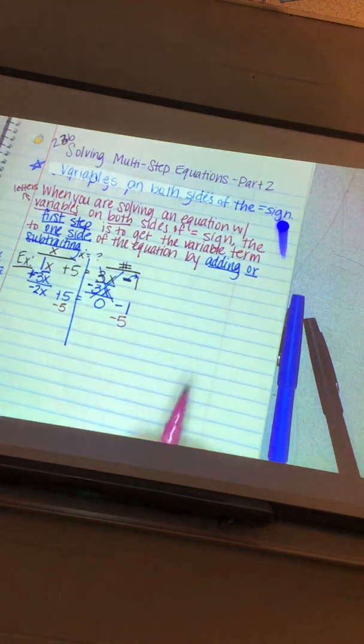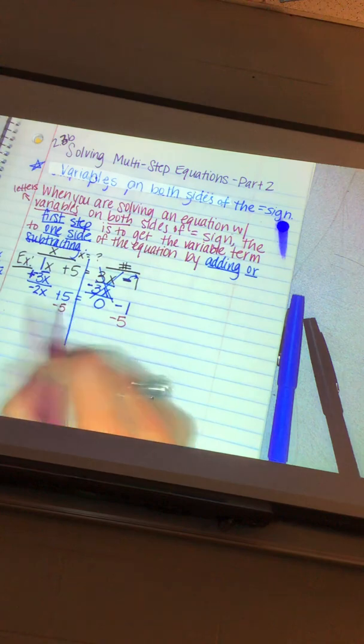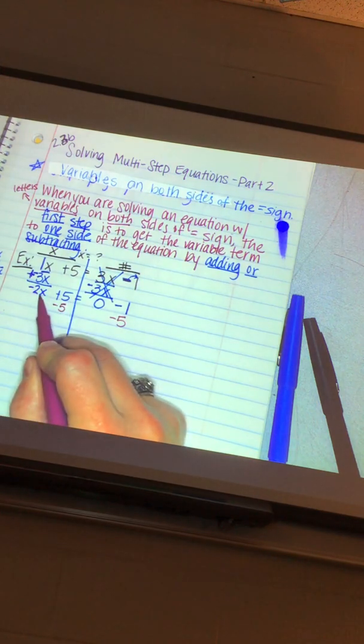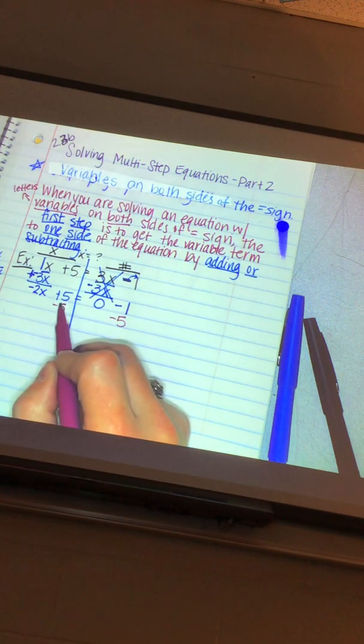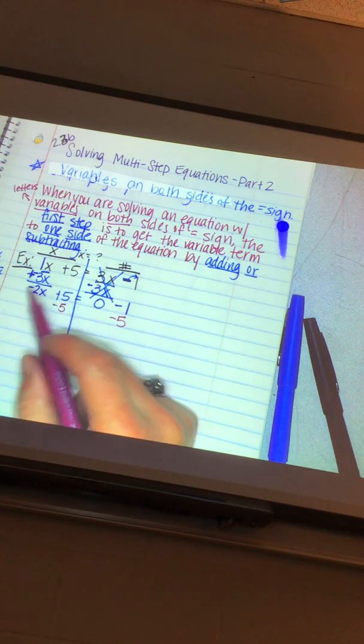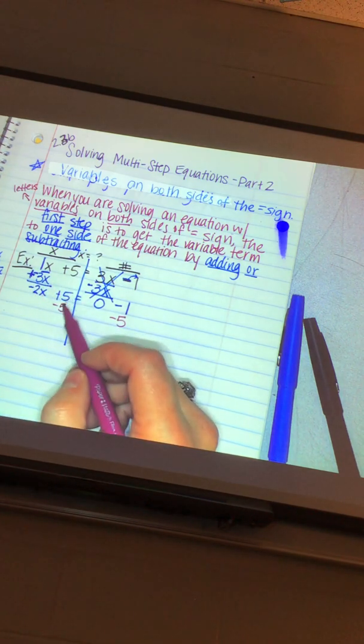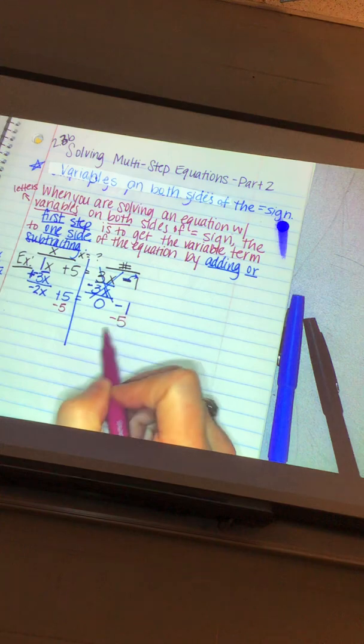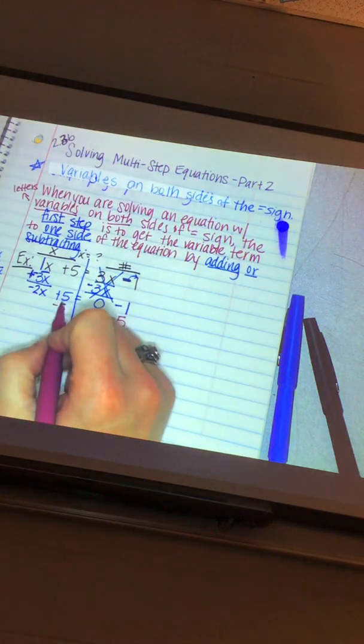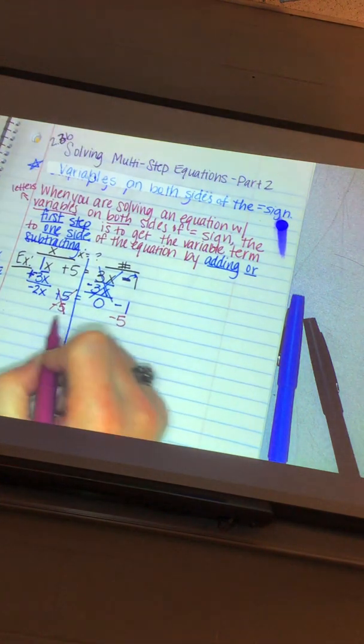Only the numbers. We don't subtract a number from an x term. You can't do that. So you can't subtract an x term from a number. You subtract numbers from numbers, x's from x's. So when we say 5 minus 5, we end up with 0 over there. So all we have left now is negative 2x.